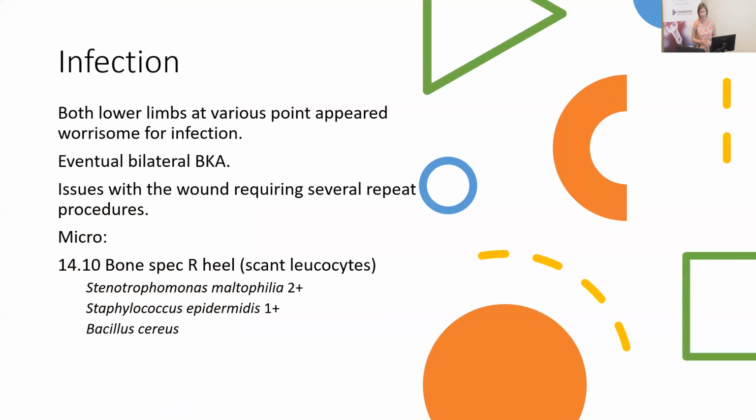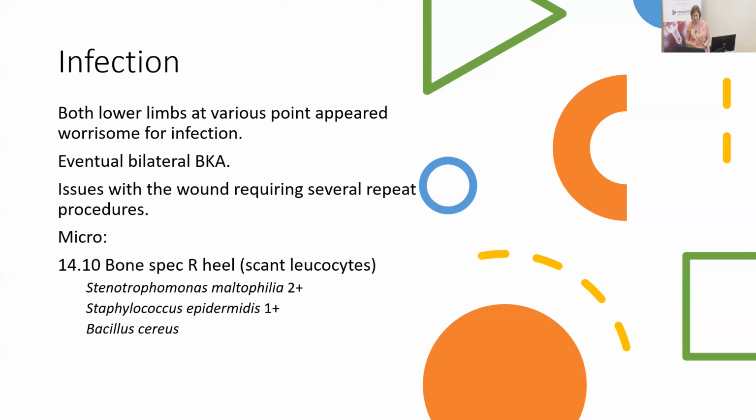So this was a man who first came to us about 3 weeks ago and has had many issues with infection. At various points, both lower limbs have appeared worrisome for infection. The surgeons have taken him back to theatre multiple times with increasing areas of debridement and amputation, and he's ended up with bilateral below-knee amputations. He's had issues with wounds, but he's also had issues with bone samples from the two stumps that he now has.